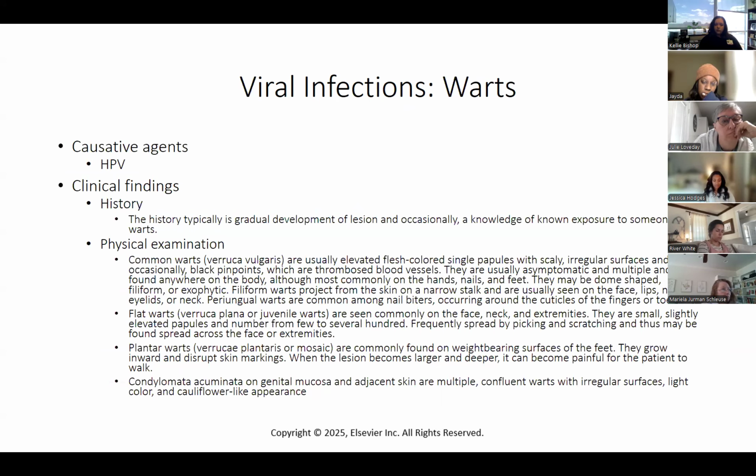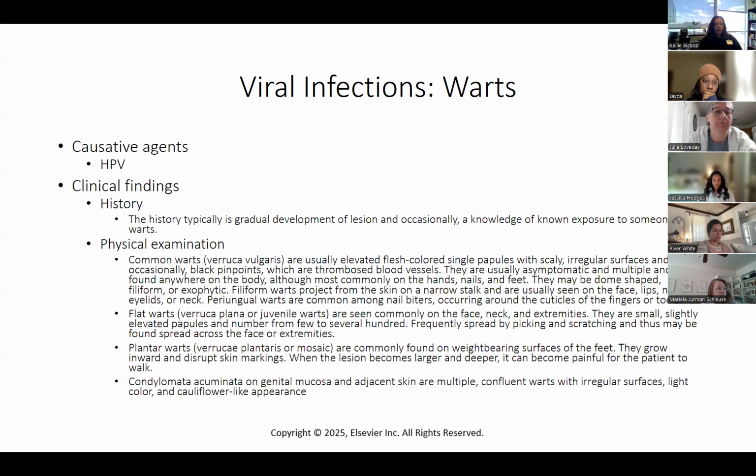Warts, this is from HPV. They can really be anywhere on the body. We commonly see them on hands and feet. Common warts are definitely the most common, and they're those elevated flesh-colored papules with irregular surfaces. Flat warts are on the face, neck, and extremities. Plantar warts are on the weight-bearing surfaces of the feet, and they grow inward. The other ones grow outward.